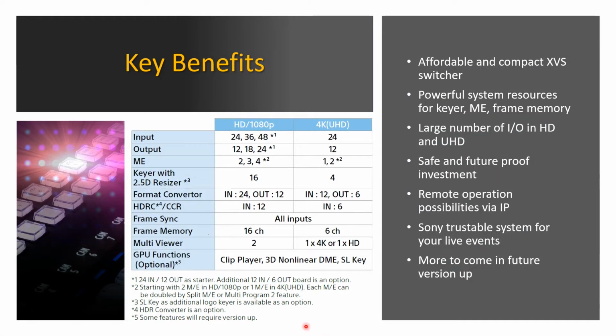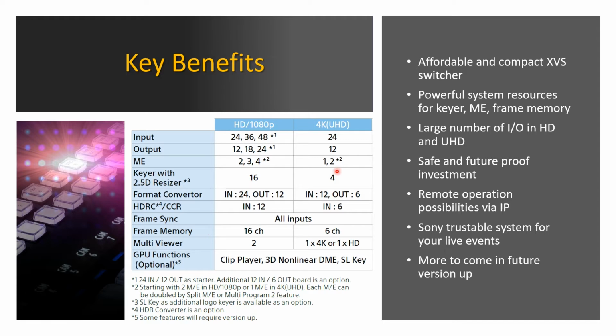Here is a quick summary of G1's specification. The chart shows the consolidation of the G1 spec in HD and in 4K mode. The inputs and outputs are 24 inputs and 12 outputs as standard in HD or in 4K. The ME configuration is freely designed. You also have 16 standard 2.5D resizer keyer functionality in HD mode. And in 4K, all four keyers are full function resizer, and keyer color-masking functionality is also supported.